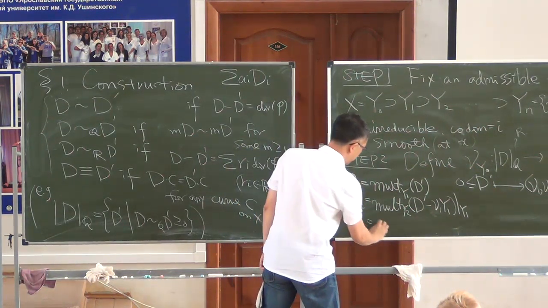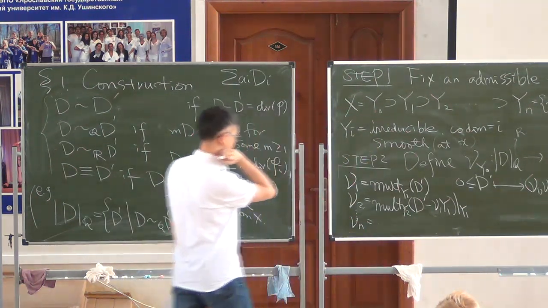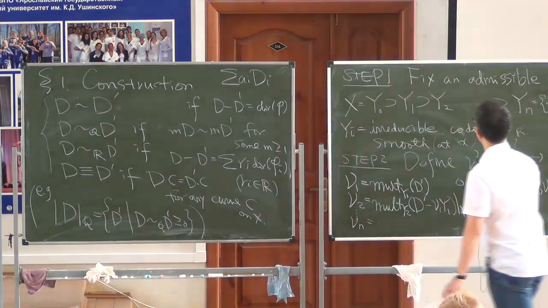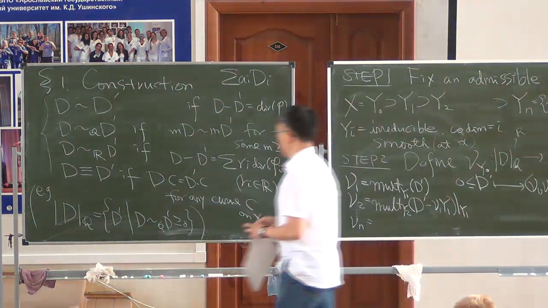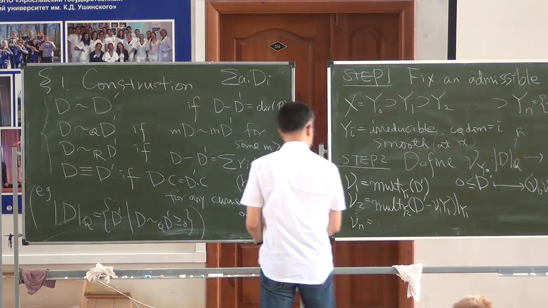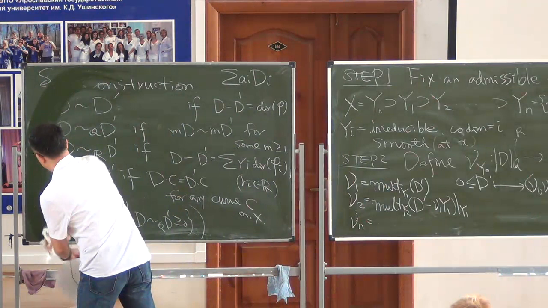So I don't need to do the next step. This is a function depending on the choice of the admissible flag. I wrote too big, so let me use this.